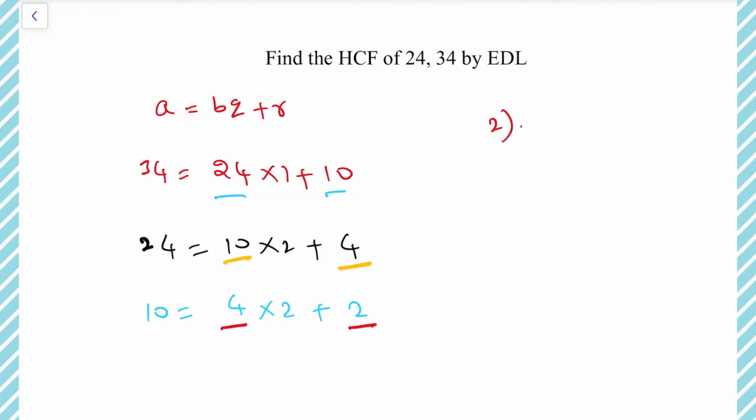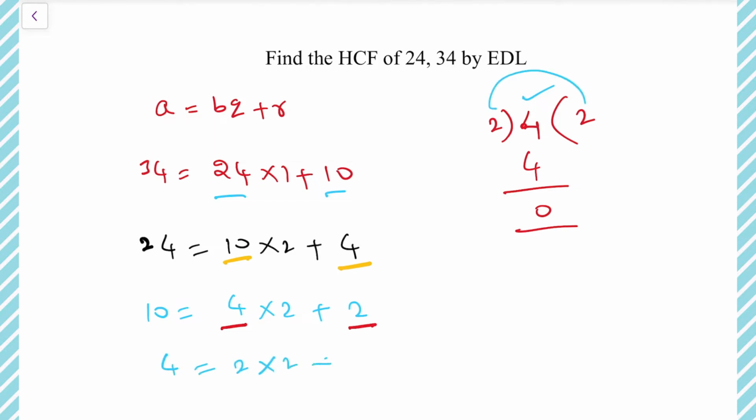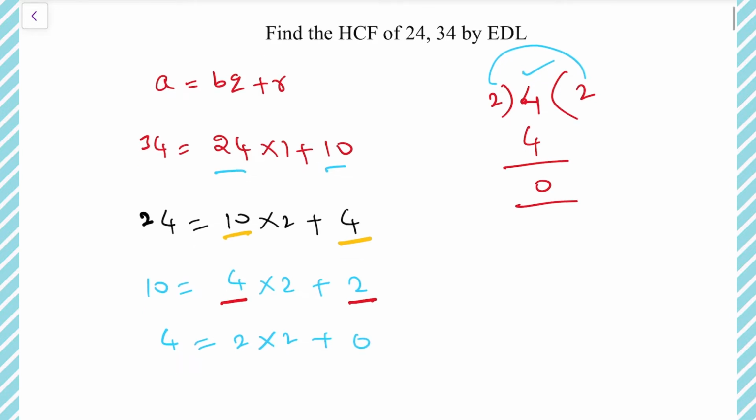2 and 4. 2 2s are 4. 4 minus 4, 0. So dividend equals divisor into quotient plus remainder 0. Whenever we get the remainder 0, we need to stop the process there. After getting the remainder 0, we need to check what our final divisor is, that is 2. So HCF of 24 and 34 is 2.